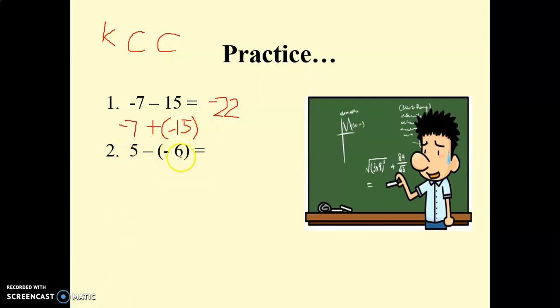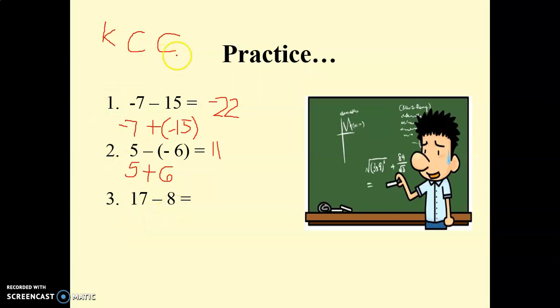The next one. 5 minus -6. Again, the first step, keep the first number. The second one, change. You're going to change that to plus sign. Then change, meaning we're going to change this one from negative to +6. And then proceed in adding integers. So 5 plus 6 equals 11. Okay?